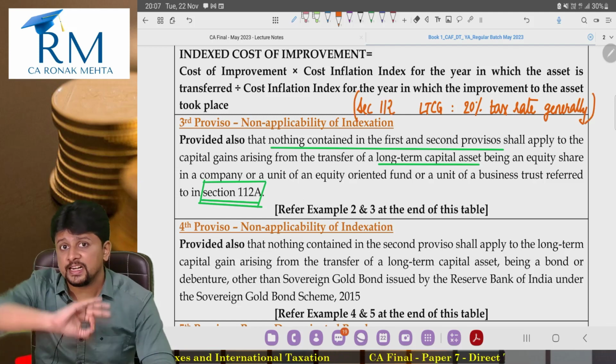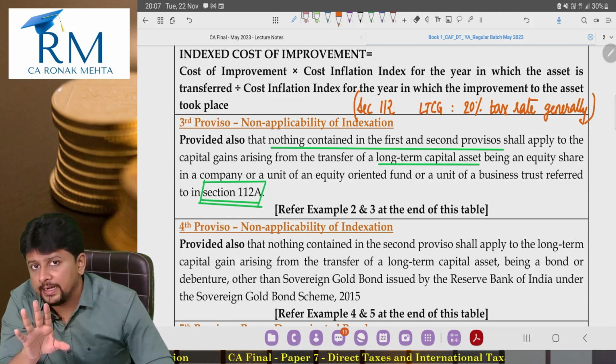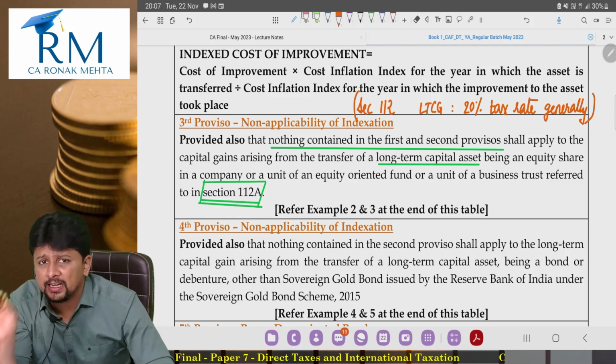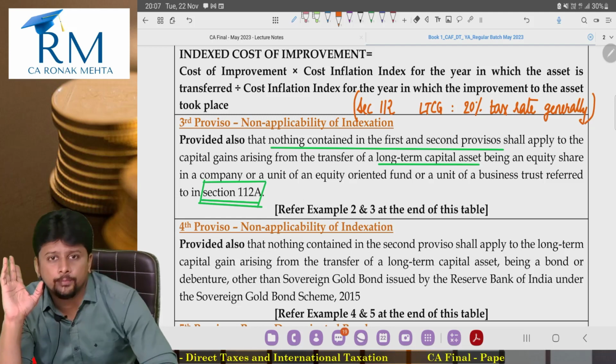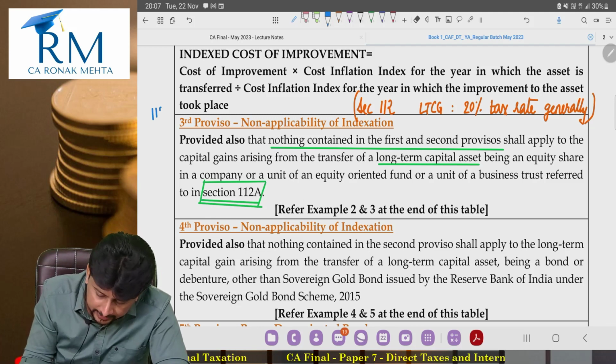Long-term capital gains are never taxed by the budget rates. Slab rates, flat rate never apply. Finance Act ka tax rate does not apply only for long term. Long term capital gain ka tax rate is either given by section 112 or given by section number 112A.